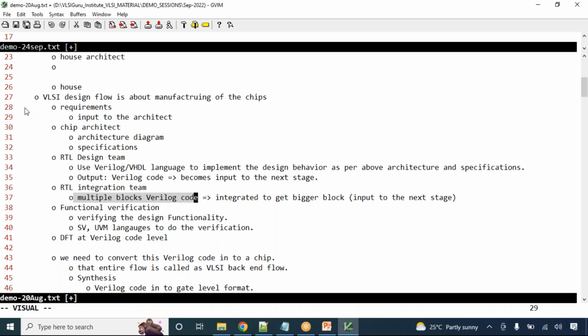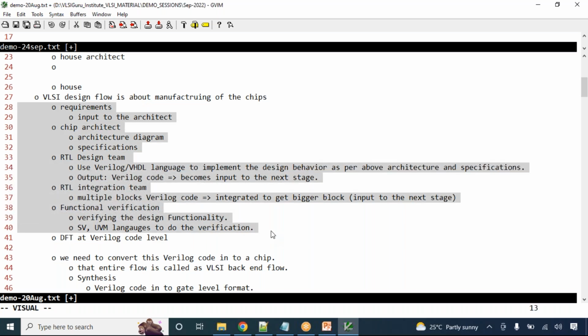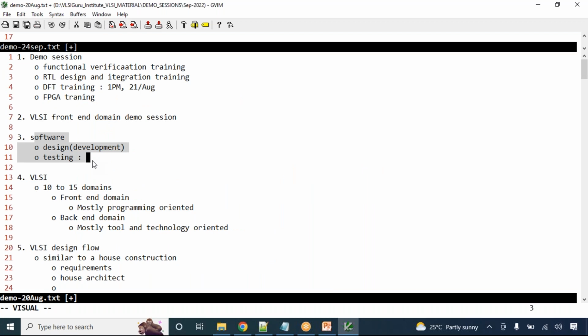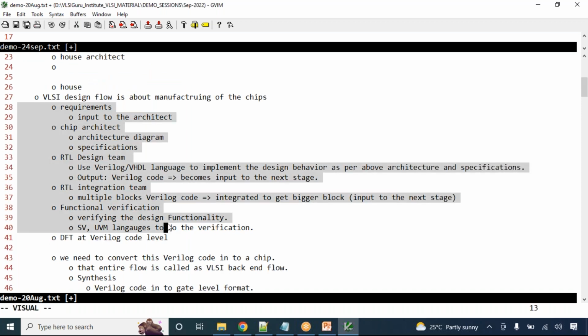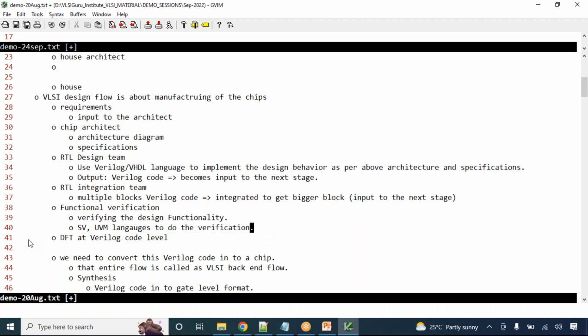If you see, till this stage, from line number 28 to line number 40, what we do is very similar to software design and testing. They do the same process, nothing different. It's just that in software they use C, C++ and different languages. In VLSI we use Verilog and SystemVerilog to do the same thing, but otherwise it is very similar to software. Till this point it's similar. Then only comes the difference from here.